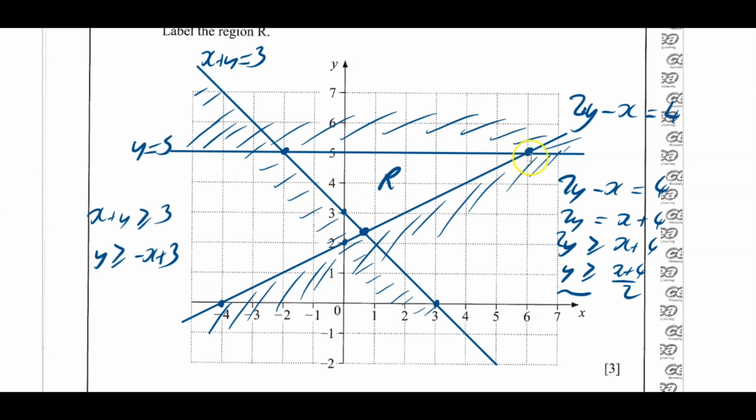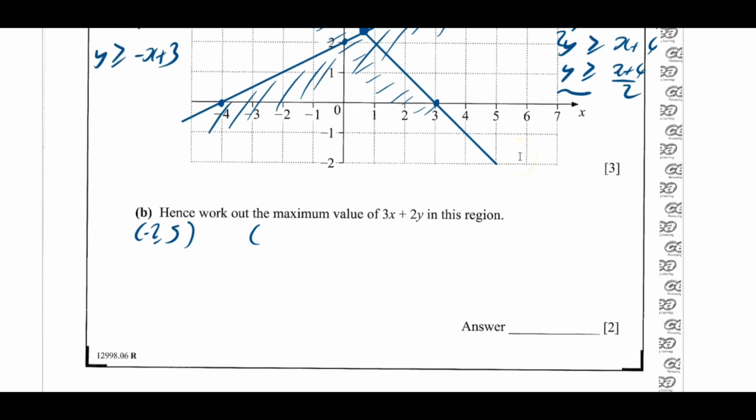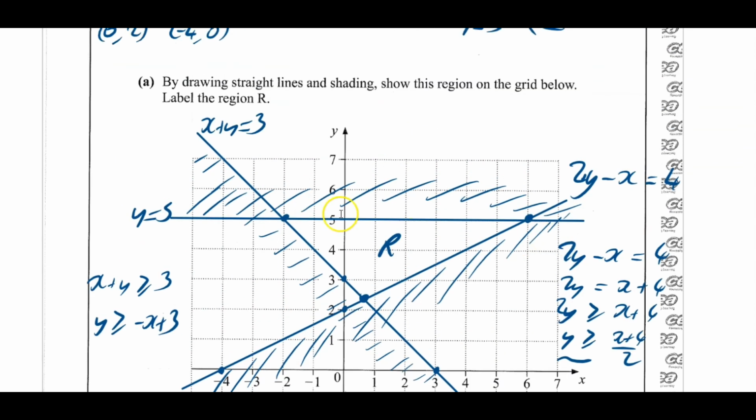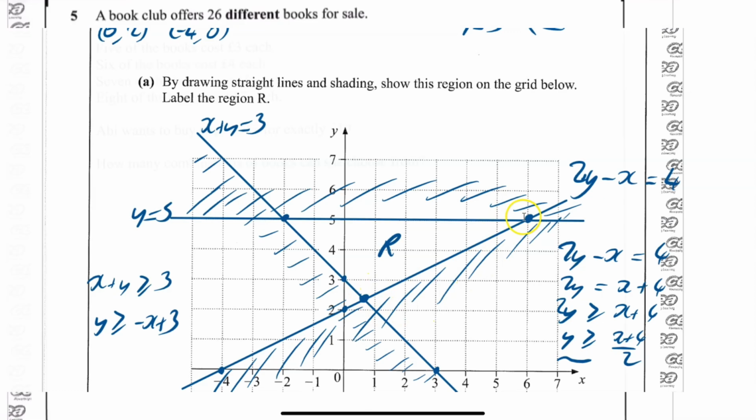Okay, so this value up here, my x value is 6 and my y value is 5, which means 3x plus 2y is going to be 3 times 6 plus 2 times 5, which is just going to be 18 plus 10, which is going to be 28. So that's going to be the best value I can get in this region. So we don't even have to work out this other one. So again, just go through that. This one has got a better x value and a better y value than this one or this one. So it's definitely going to be the best.